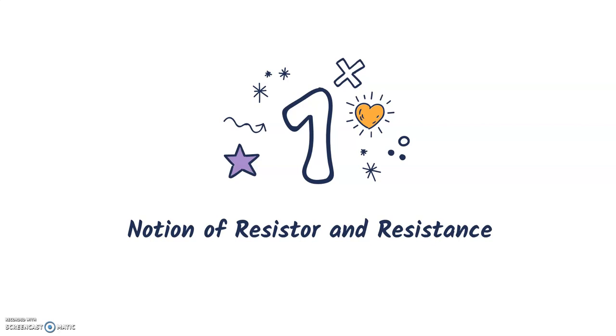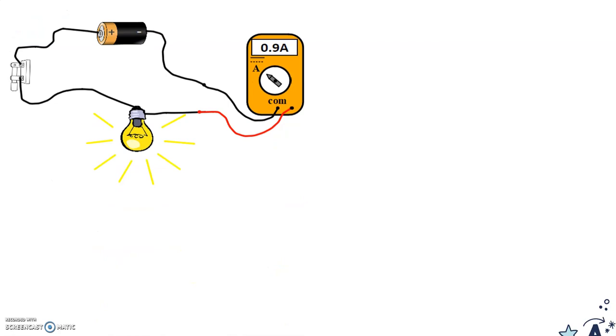What is a resistor? What is the difference between resistor and resistance? What is the role of this new component in a circuit? I will explain what is a resistor by explaining this slide. What do we have in this slide? In this slide, I have a battery, I have a lamp, I have a switch, and an ammeter.